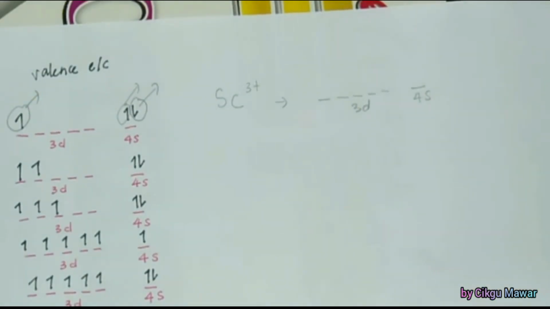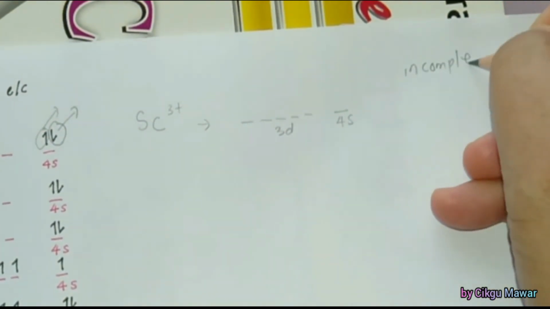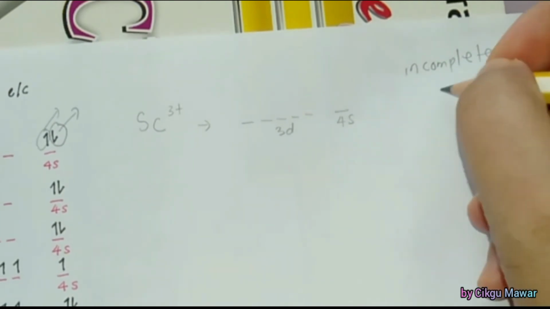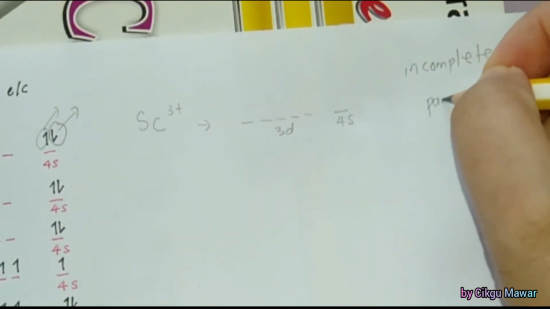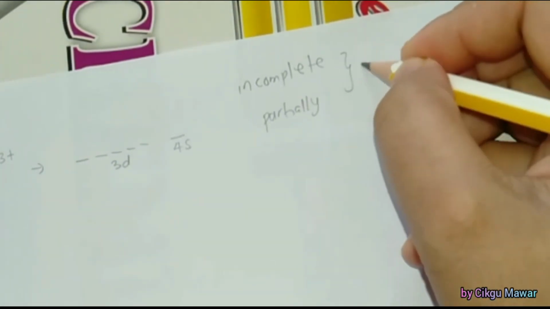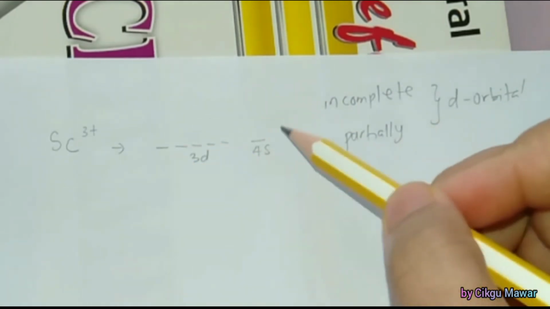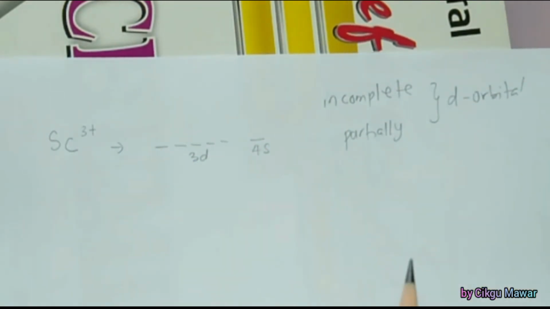So this does not obey the definition of a transition element, which must form at least a stable simple ion with incomplete or partially filled d orbital. While for scandium, it has 0 electrons in the d orbital.